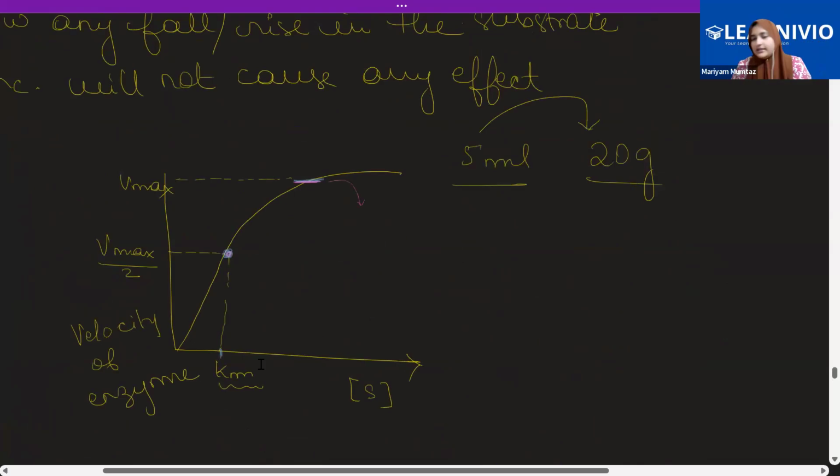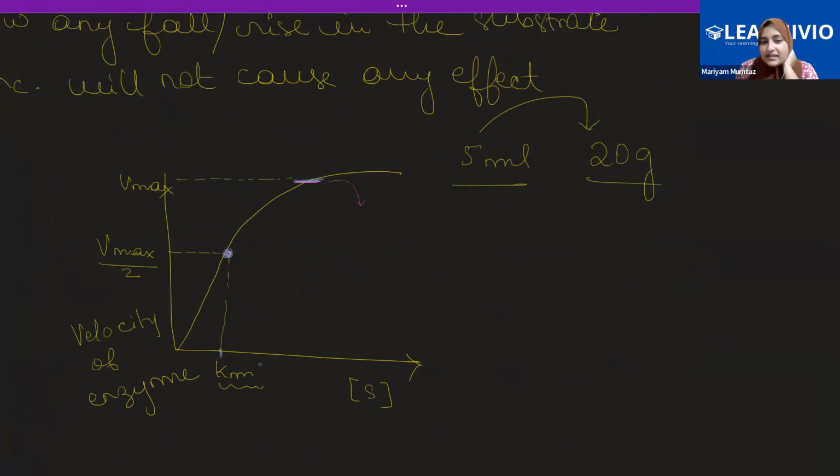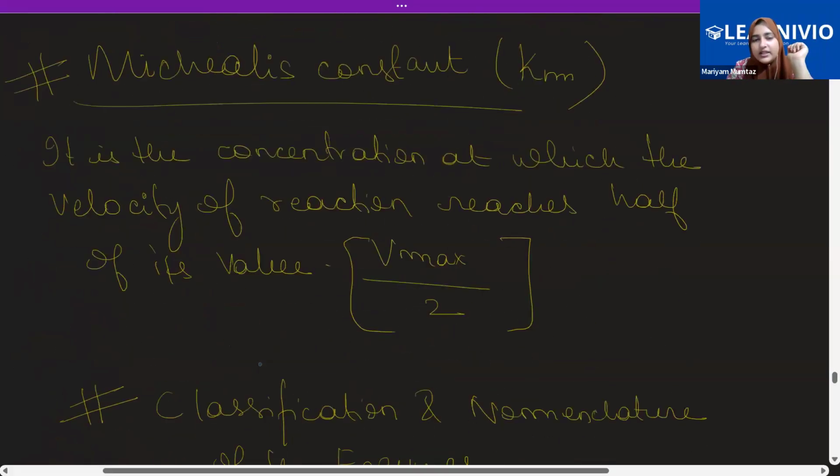For example, see this. If at this point the velocity is at its maximum peak, now even if you're increasing the substrate as much as you want, the reaction is going to go this way. This way means constant. It's not going to change anymore. The velocity of the enzyme activity, the speed, will not change. Clear, students?